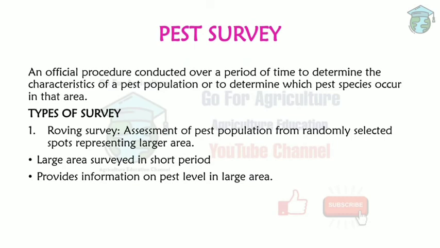Next is pest survey. A pest survey is basically an official procedure conducted to determine the characteristics of a pest, or to determine which pest species occur in that area. If we ask what the types of pest survey are, one is a roving survey, and the second is a fixed plot survey. A roving survey is the assessment of pest population from randomly selected spots in a large area.